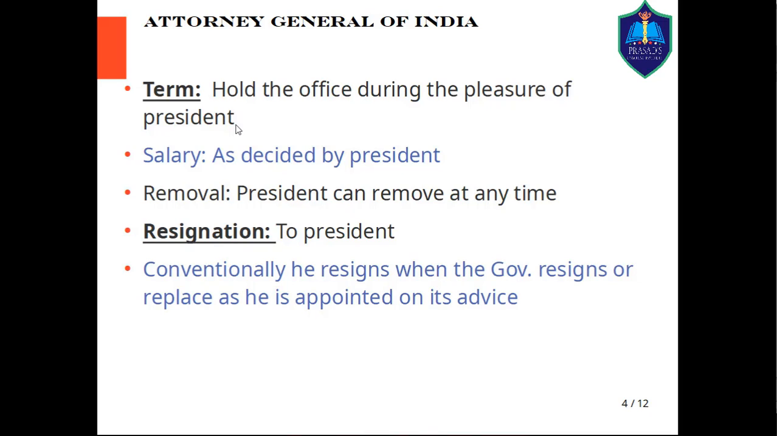Conventionally, even though the term is not fixed, the Attorney General resigns when the government resigns or the government is replaced. Because whatever cases are against the government in Supreme Court or the High Court, the Attorney General is supposed to appear in the court on behalf of the government. So those two, the Government of India as well as the Attorney General, should be favorable to each other. So even though it's not given in the Constitution, conventionally, the Attorney General resigns when the government resigns.